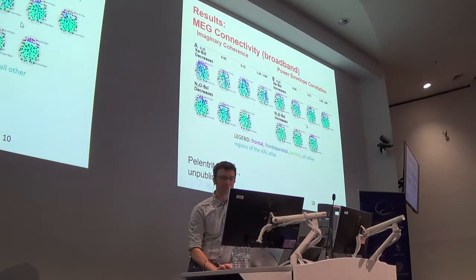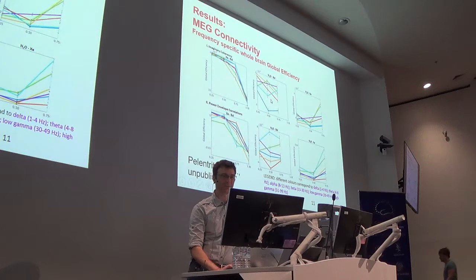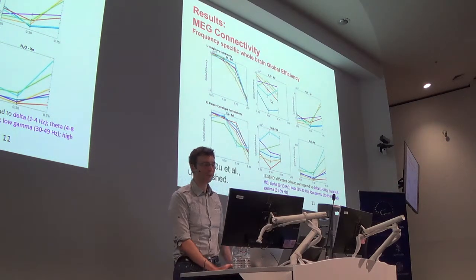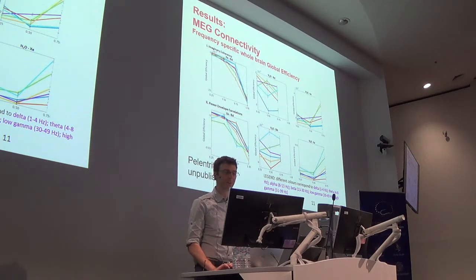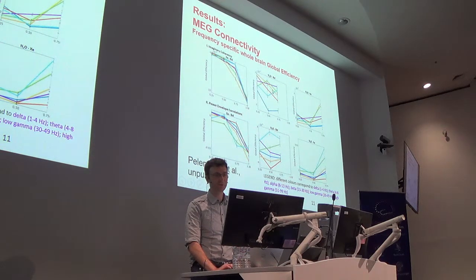I think the next diagram is probably a bit more useful, because I'm a bit confused about something going on in here, but I won't describe it. If we look at frequency-specific whole brain global efficiency, then when we look at xenon relative to baseline, we see both a decrease in imaginary coherency and a decrease in the power envelope correlation. So we're seeing a breakdown in functional connectivity, essentially. And with nitrous, we don't see that.